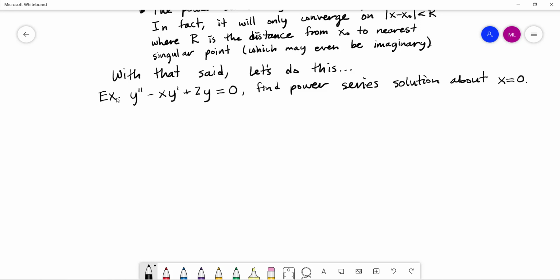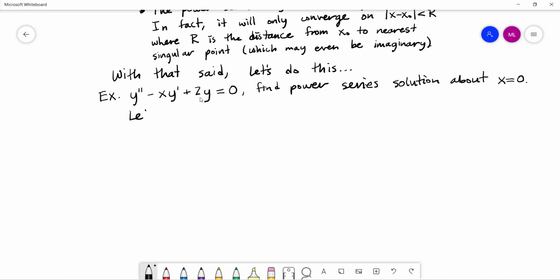X equals 0 is not a singular point. We are not dividing by 0 at any of these coefficients at any point. So the radius of convergence of this thing is going to be infinite. When we find the solution, that solution is going to converge everywhere because there are no singularities in this equation.